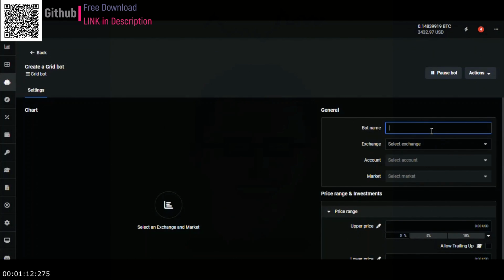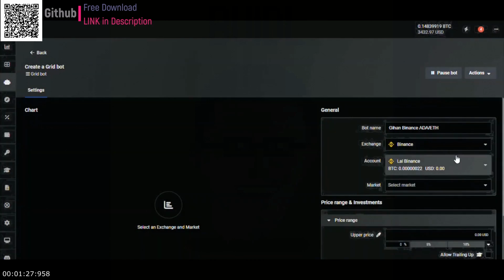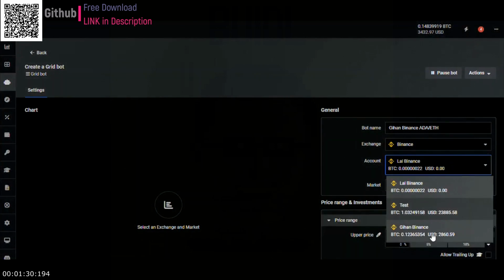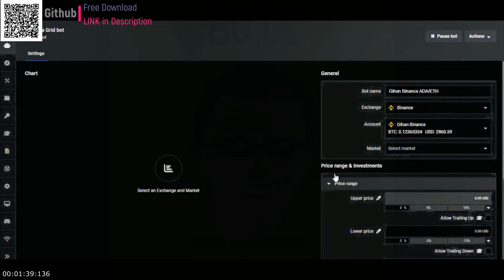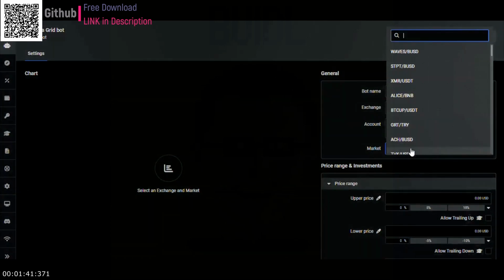You can put any name you want. So I'm going to put a grid bot here in my Binance exchange. The currency pair would be ADA Ethereum. The exchange I have to select is Binance, then I scroll down to get the account I want. This is the test demo account, but today I'm going to do it with the real account, right? And the market, I have to select the currency pair I want to run.